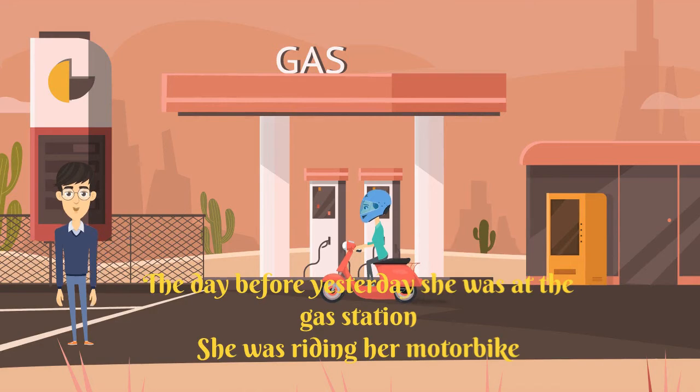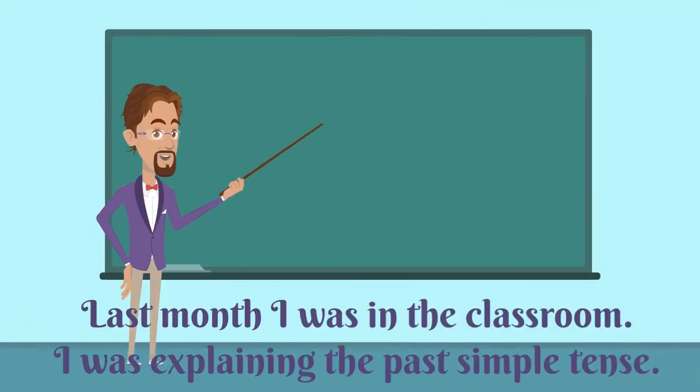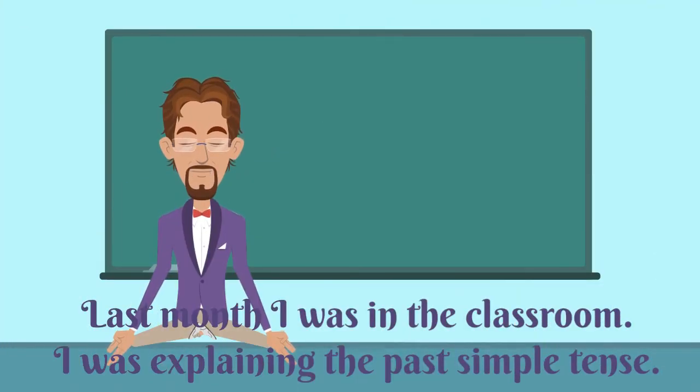The day before yesterday she was at the gas station. She was riding her motorcycle. Yesterday afternoon they were at a cafe. They were having lunch. Last month I was in the classroom. I was explaining the past simple tense.